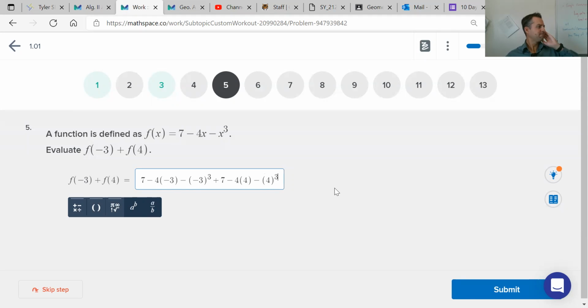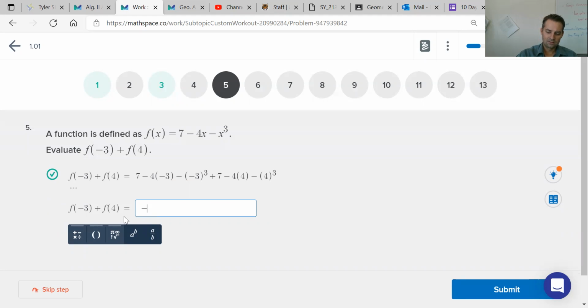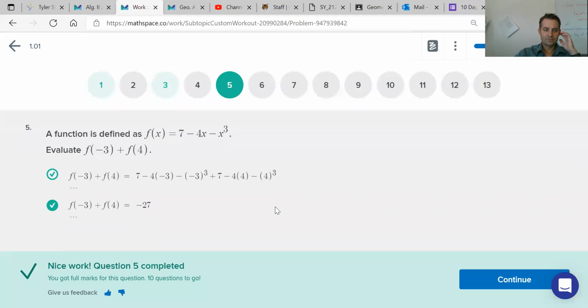Okay, did I plug it in right? Okay, let me just check it and see. I plugged it in right. Now I'm going to go to my calculator. You can actually enter this in the calculator all at the same time. 7 minus 4 times -3 minus parenthesis -3 to the third power plus 7 minus 4 times 4, which is 16, minus 4 to the third power, coming up with -27. Okay, that's number 5.